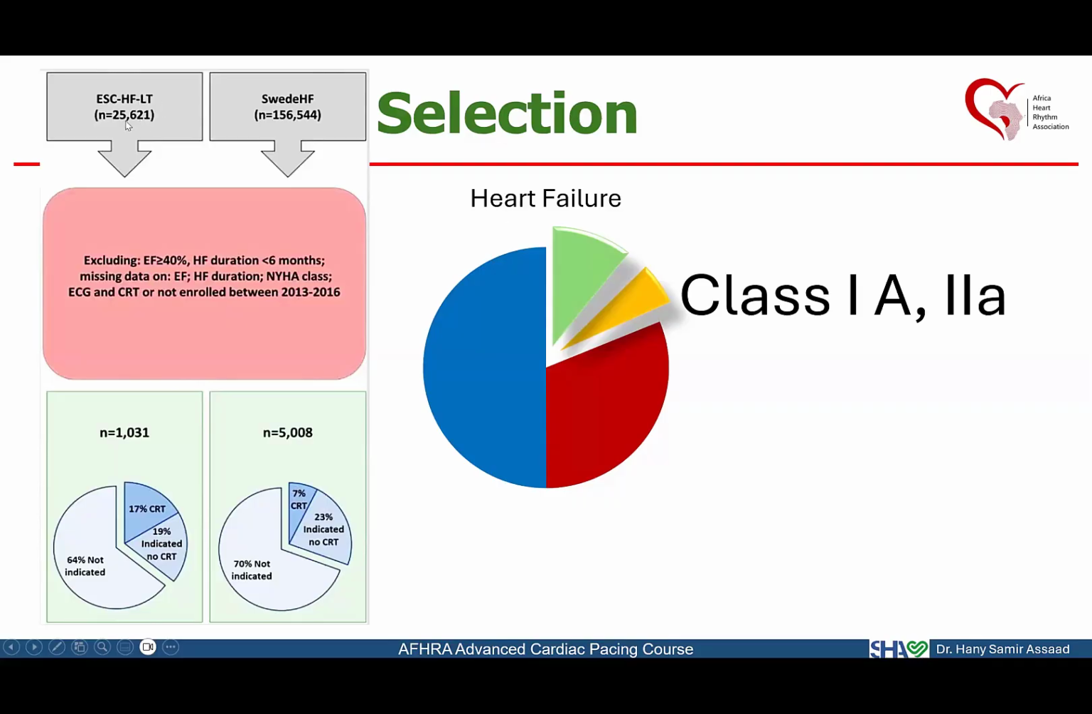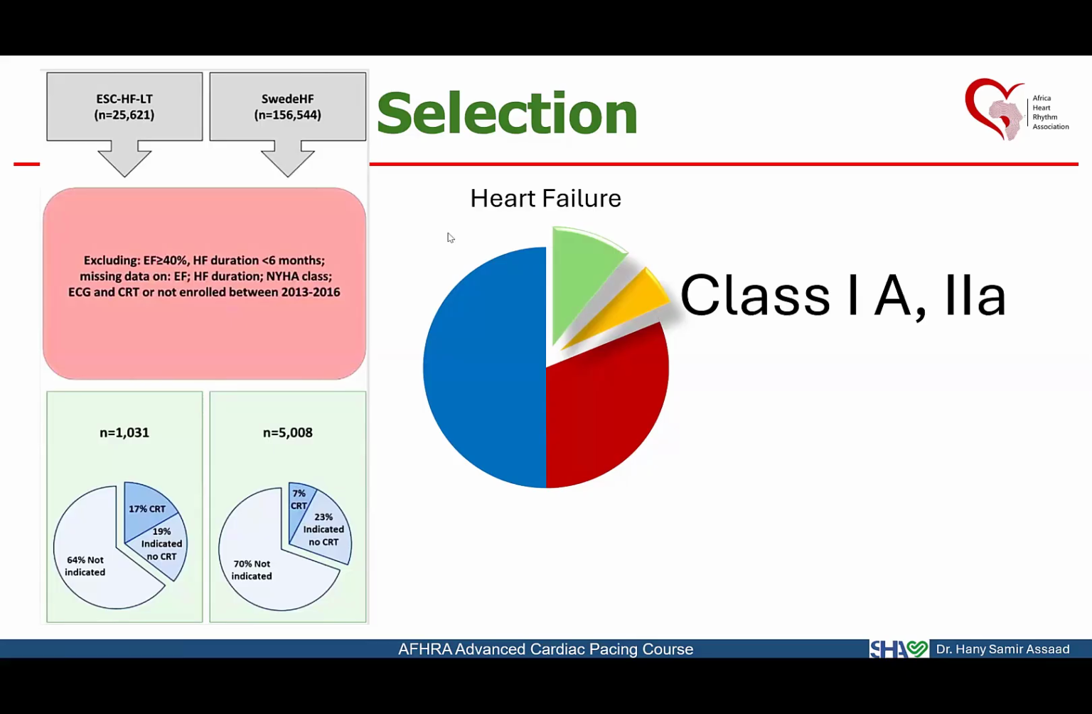The same has been shown in the ESC heart failure registry, where 35% of patients had an indication according to the guidelines of class 1A or 2A, and less than half of these patients were implanted despite the strong recommendation of their indication.